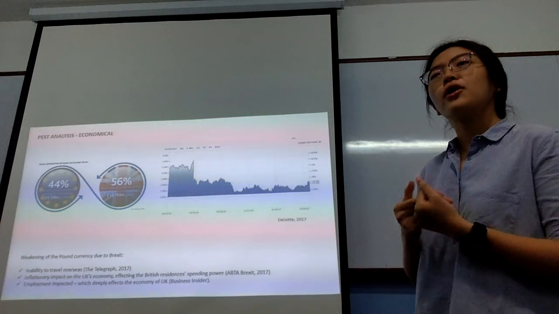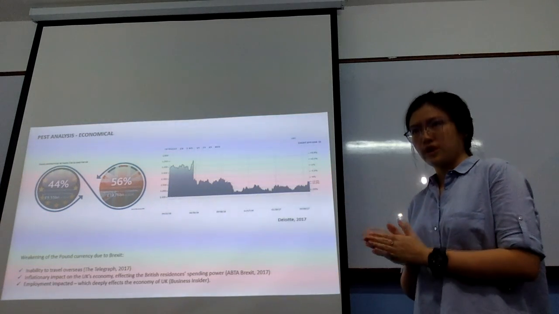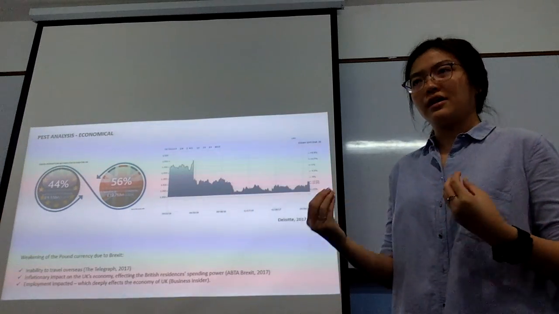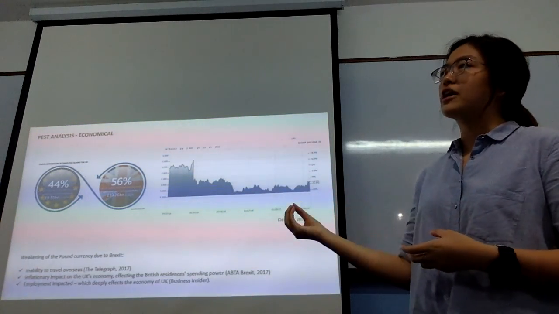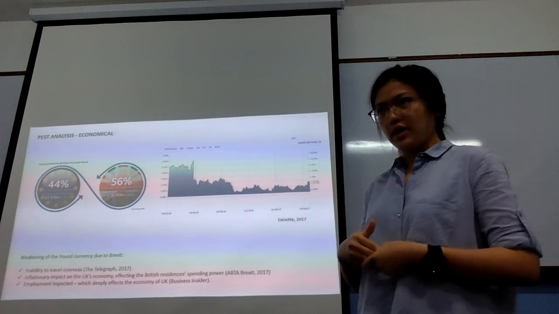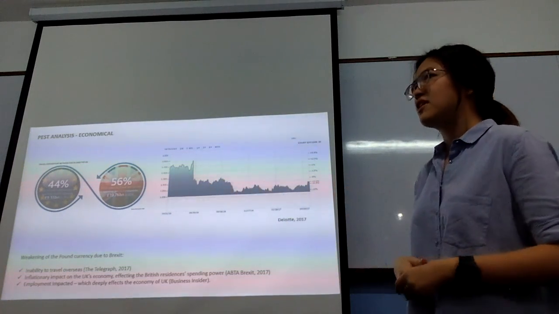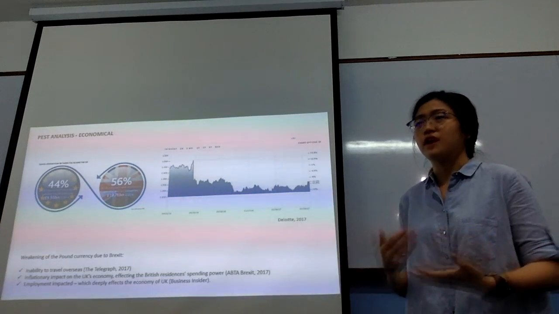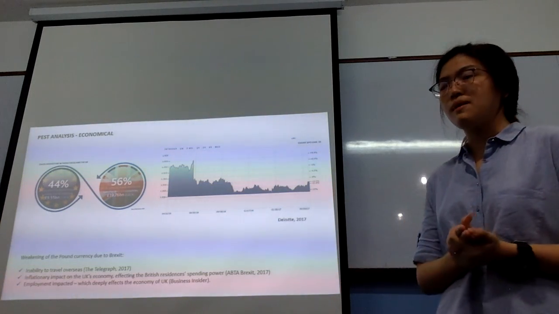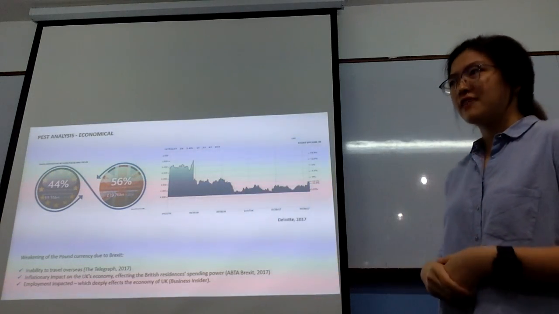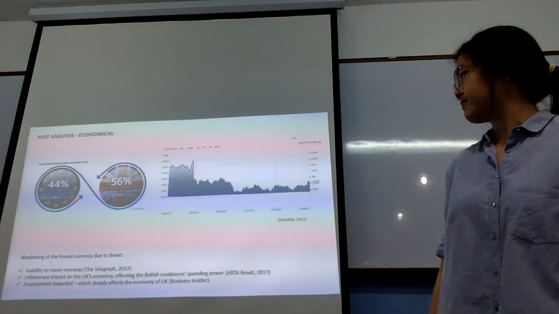And also their employment in the UK has been impacted. This is because most of the employment in the UK has been hiring people from outside the UK, which is from other EU countries. And because there are so many barriers of entry right now, because they are not EU citizens or EU members, people are reluctant to work in the UK right now, and thus it is costing the employment industry.